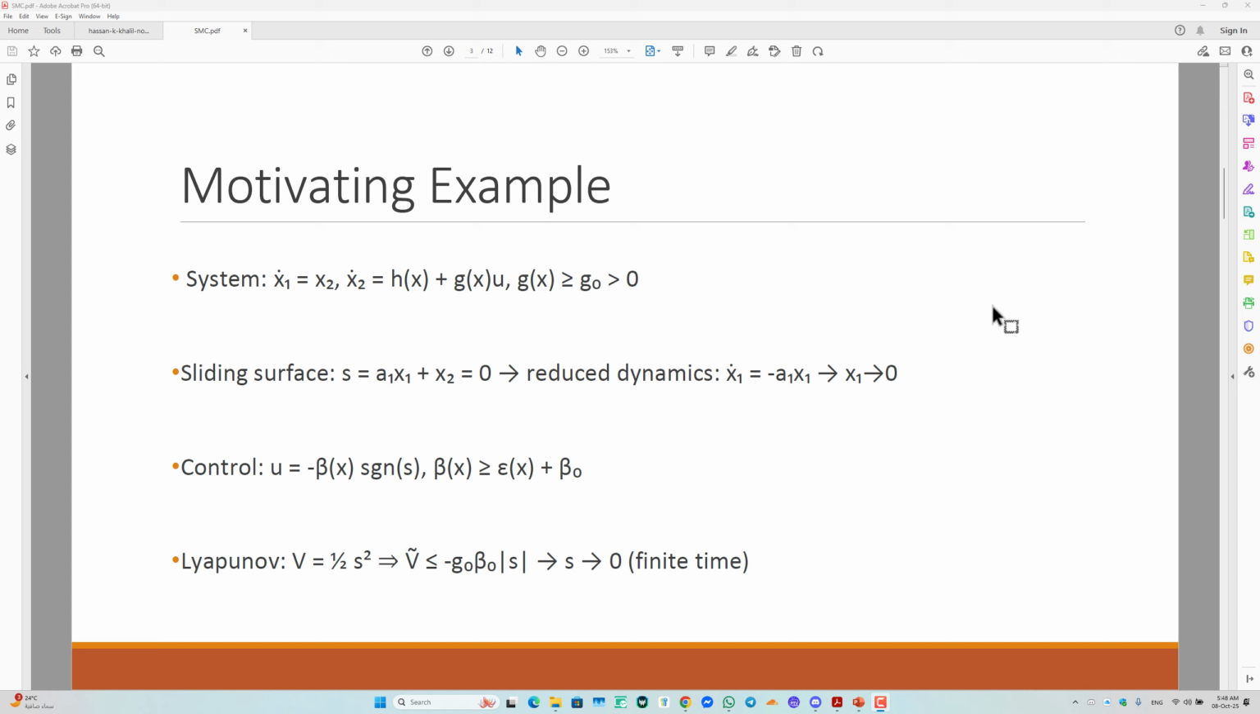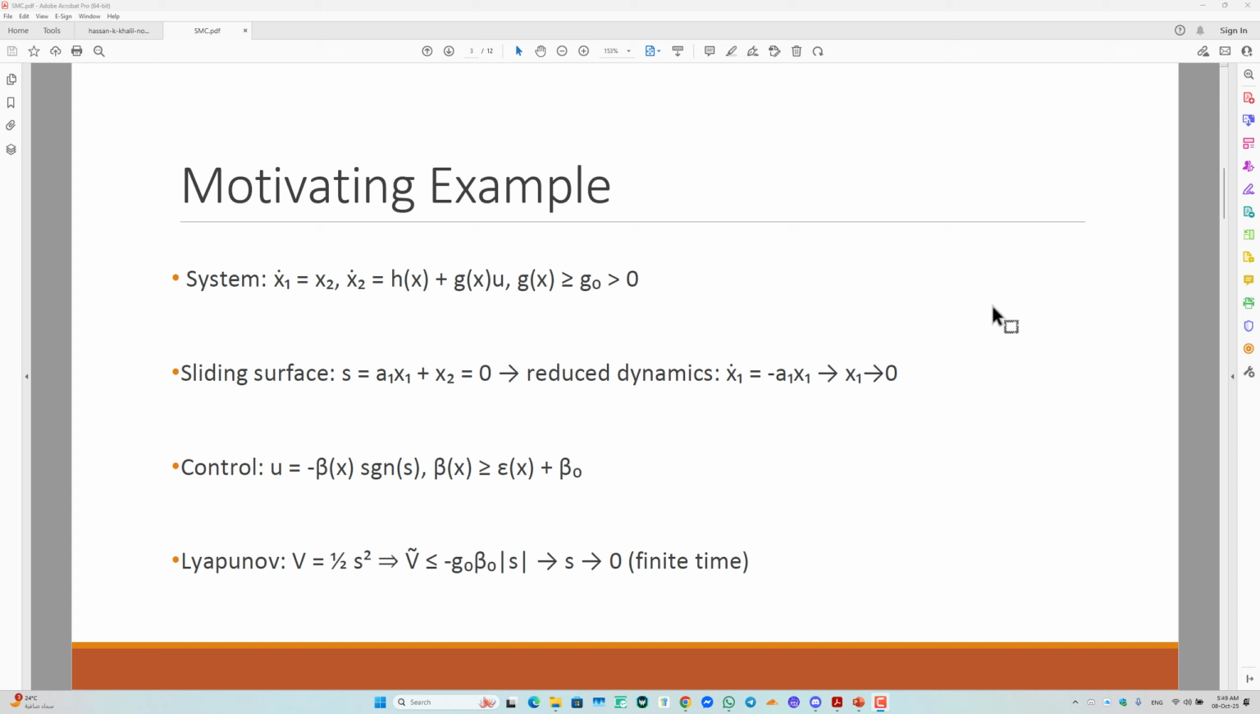Now we design the sliding surface as s equals a1 x1 plus x2 equals 0. When s equals 0, the reduced order dynamics become x1 dot equals minus a1 x1. So x1 goes to 0 exponentially. The control law is u equals minus beta of x multiplied by sign of s, with beta of x chosen large enough to dominate the uncertainty.